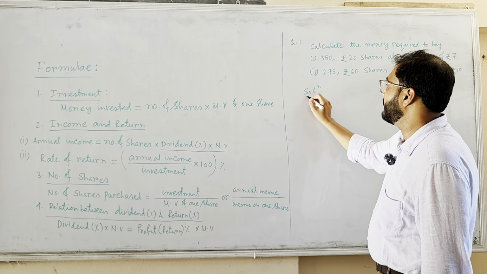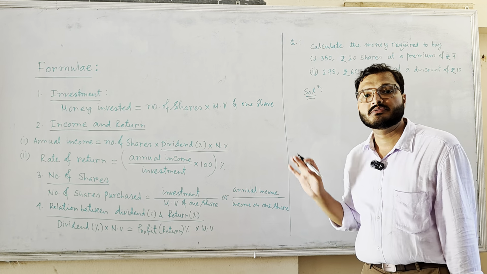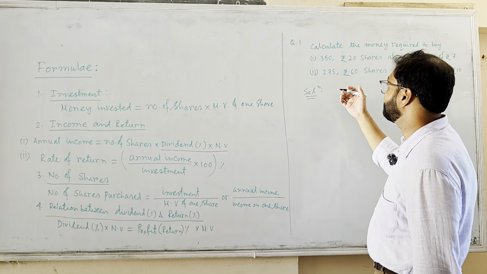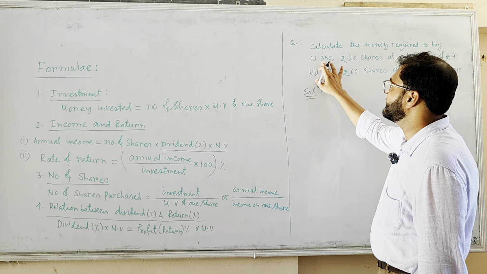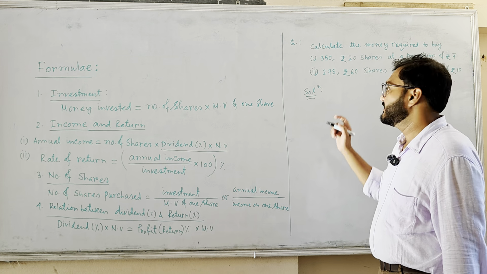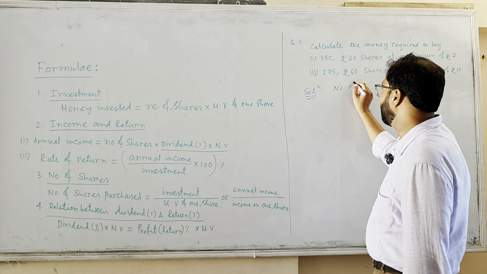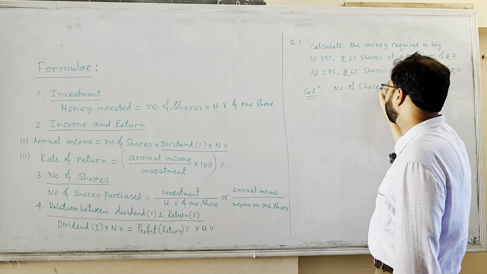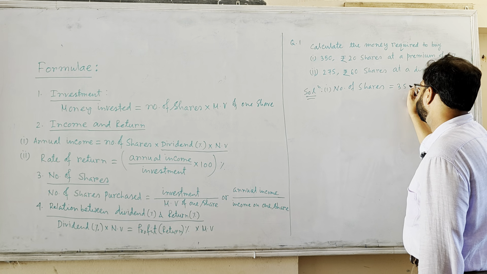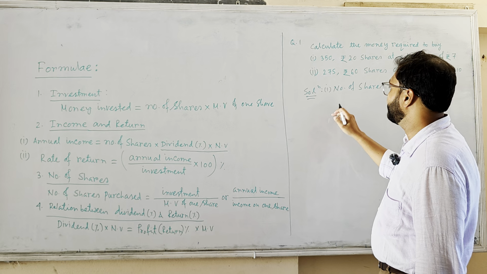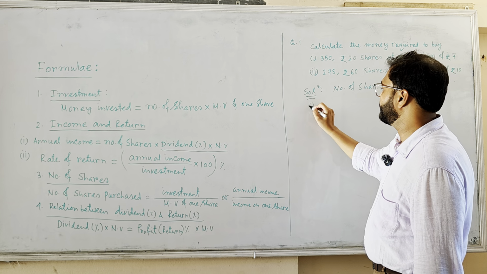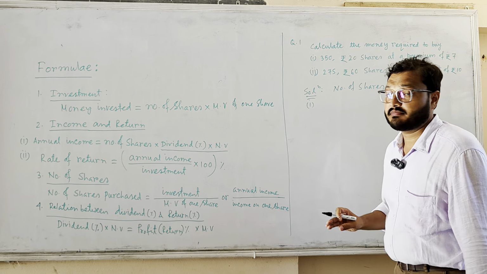Solution. To solve each and every sum, you write like this. What is given? 350. What does it mean? This is the number of shares. So you write: number of shares, for the first, equals 350.